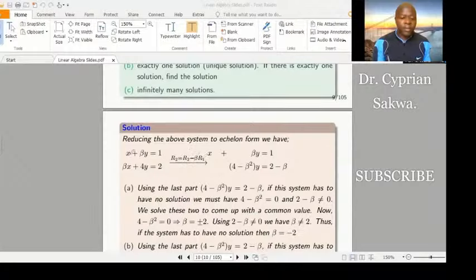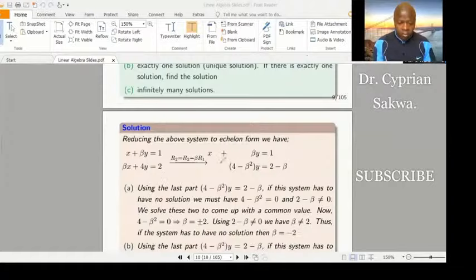So x times beta would be beta x, subtract from beta x, I have zero here. Then for this one, I have 4y minus, well, this one by beta, I get beta squared y. After factorizing y, I have (4 minus beta squared) y. Then on the other side, I have 2 minus, multiplying this one by beta, I have beta. So this is what I have, 2 minus beta.